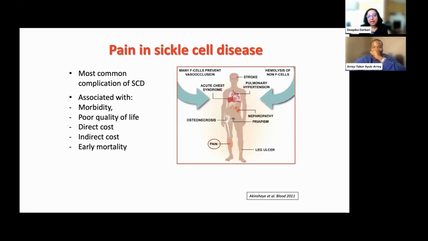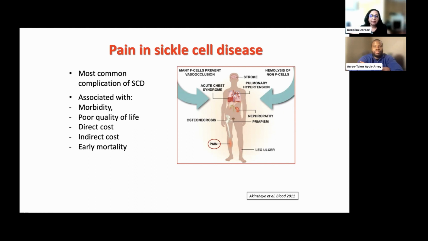So how we have planned this session is I'm going to give some information about pain and what are the factors that may be associated with pain. And after that, we'll talk about Aray's experience with transplant and related to pain related to sickle cell disease.